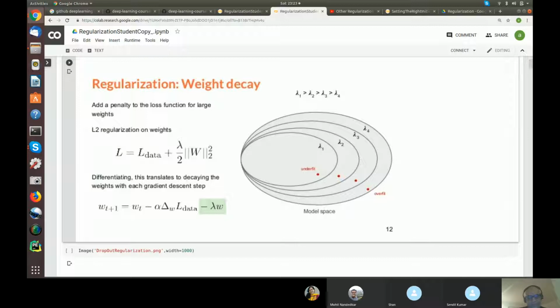Now, if you're taking a square of these weights, so the neural network will have weights, which we denote as W's. Essentially, you're taking a square of all of them and adding them up. This is called L2, or Frobenius norm.